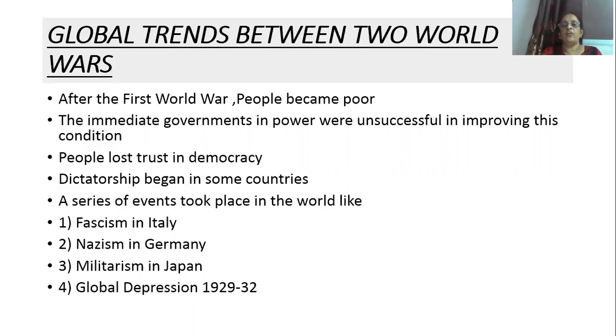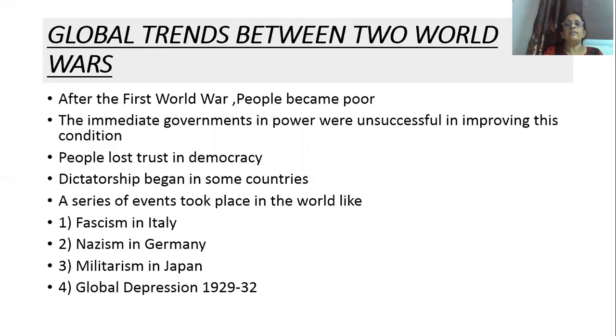He enjoyed unlimited powers. So in Italy and Germany, dictatorship was established, and during that time a series of incidents occurred in the world. A fascist government was established in Italy, a Nazi government was established in Germany, militarism was established in Japan, and at the same time, in 1929 to 32, the global depression occurred.